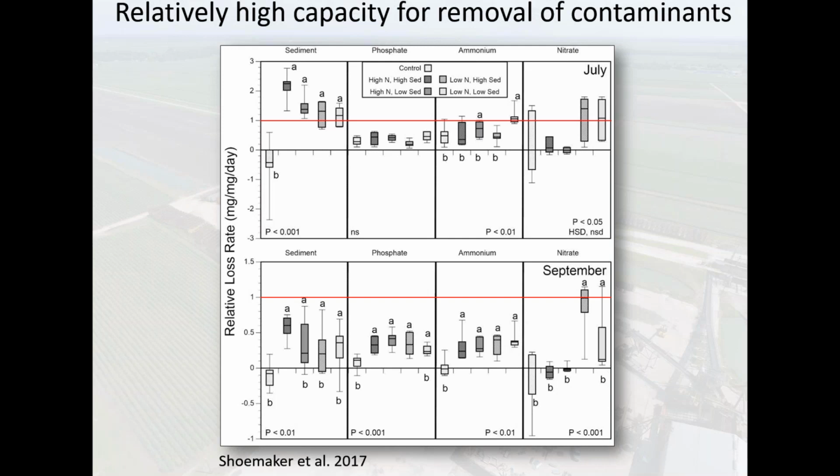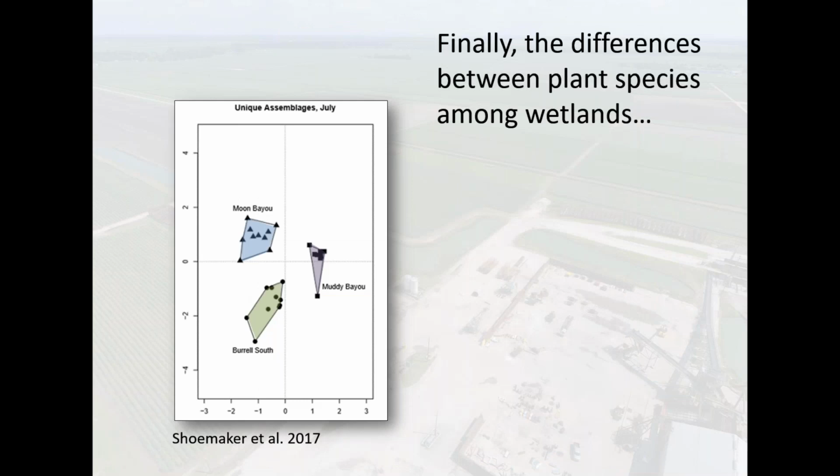However, when looking at the capacity for nutrient removal and stress removal in these systems, we see that generally, as nitrogen and sediment treatment levels are increased over the controls, these systems are able to remove these contaminants from the system. And this trend is especially evident in September, where you see higher relative loss rates of our increased stressors compared to the controls in both July and September, but especially in September.